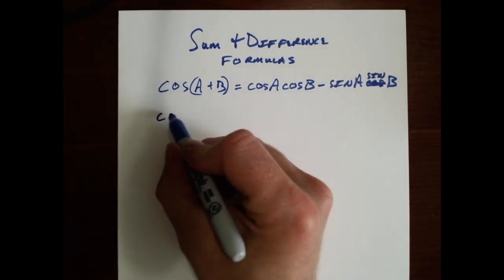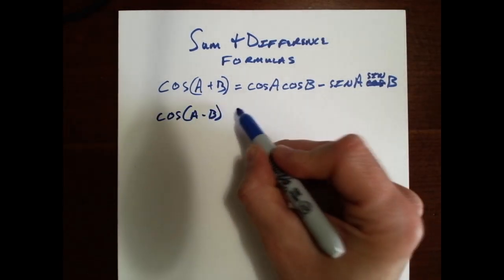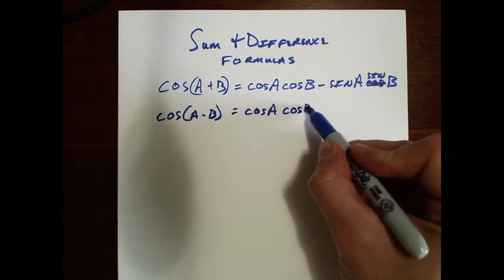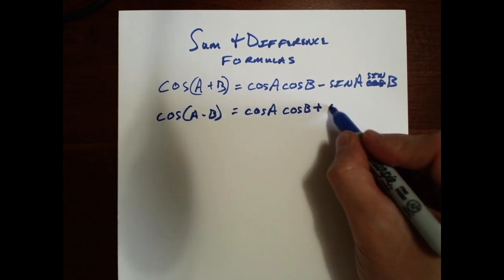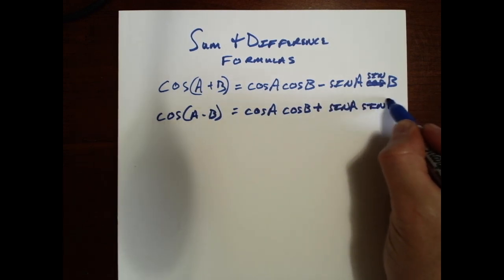We also have a subtraction version of this, cosine of A minus B, and it is identical except for one small piece, which is that this is a plus sign here. Everything else is the same.